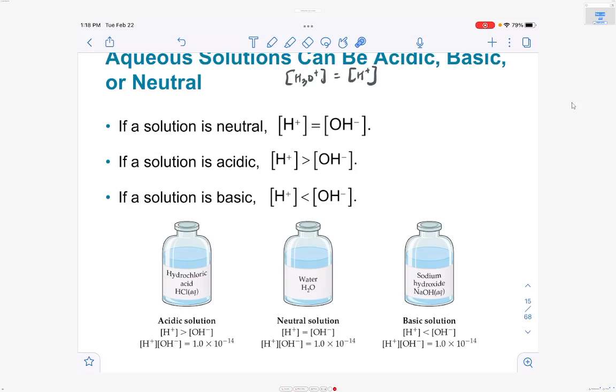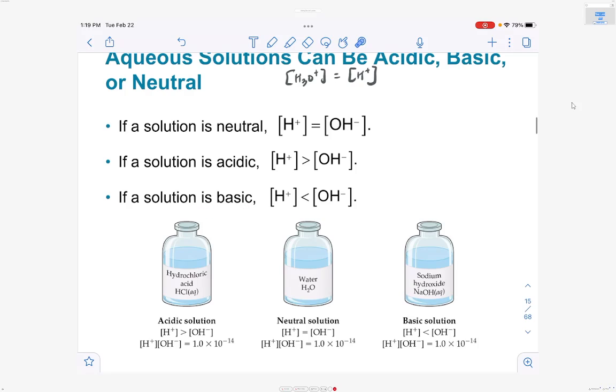So using water as a standard, we can compare the concentration of proton and hydroxide in the aqueous solution to determine whether a solution is acidic, basic, or neutral. If a solution has proton concentration higher than hydroxide concentration, the system is considered acidic. If the solution has hydroxide concentration higher than proton concentration, the system is considered basic.